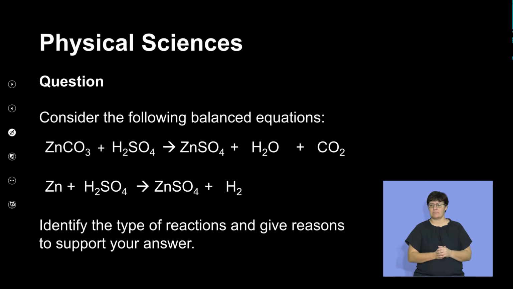Now let's look at the other question, which says, consider the following balanced equation. Now this equation has been balanced for us already. Now we don't need to tamper around with the stoichiometry, the stoichiometric ratio in which they react. So we can simply interpret because it has been balanced for us. Okay, but the main focus in this question, it says, identify the type of reactions and give a reason to support your answer, right?